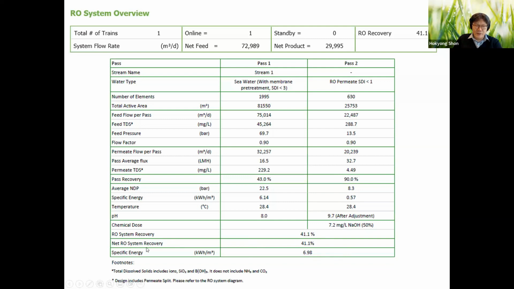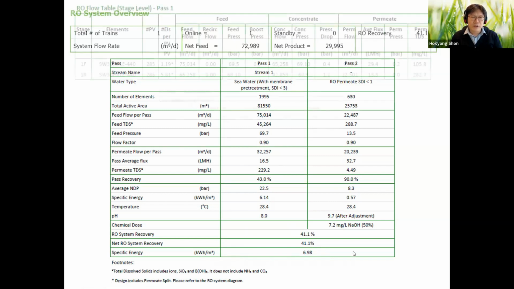And then our system recovery is 41%. The specific energy you need is around 7 kilowatt hour per cubic meter, which means if you connect with the pressure exchanger, you may reduce 50% of your overall energy consumption, so you will get around 3.5 kilowatt hour per cubic meter, because this software has not considered your pressure exchanger. So you will get this report from your design system.